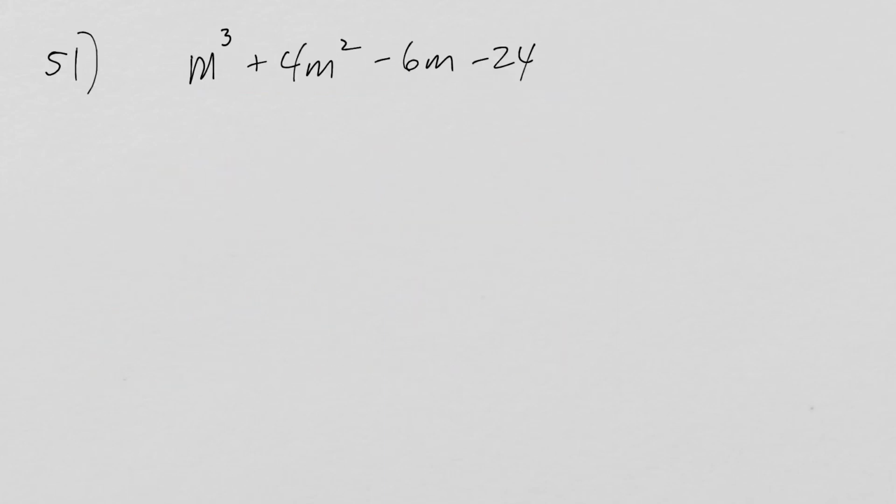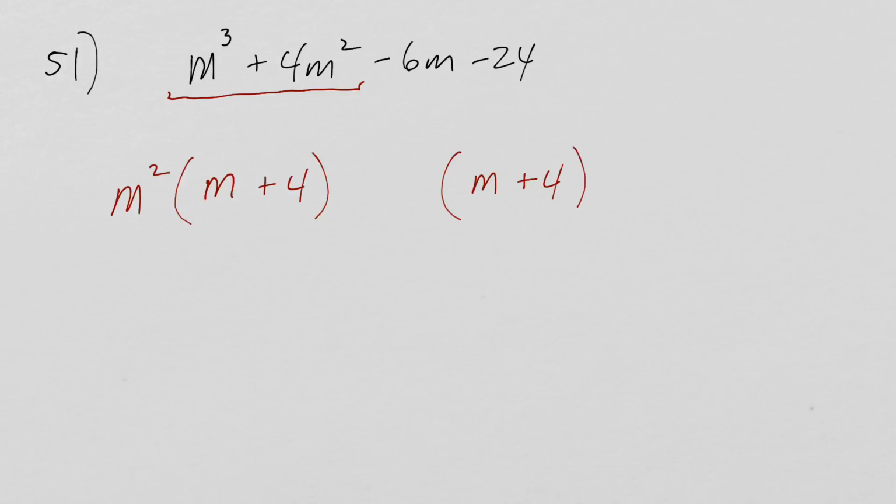Okay, the order of this problem also works. It looks like there's an m squared common to both of those, so I'll pull that out, and it's going to leave behind an m plus 4. So again, I'll leave a big space for a sign and a number, and I'll put down m plus 4 again, because what you leave behind here, you have to leave behind here.